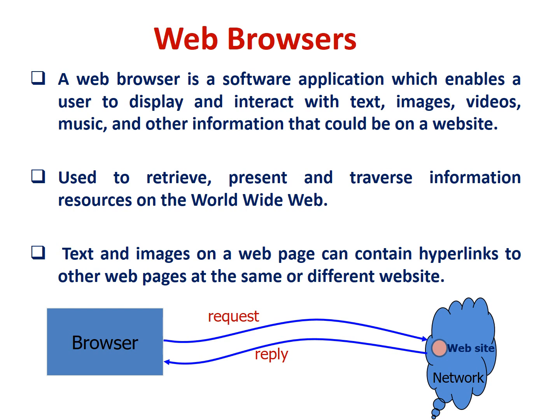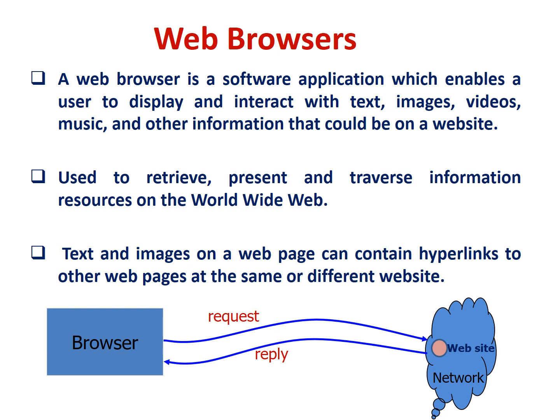The text and the images that are available on the web page may also have hyperlinks, and by using these hyperlinks, a user can easily navigate between different pages, or between different websites. So using a hyperlink, a user can click on it, and by clicking on that hyperlink, it will take the user to another website or to another page.